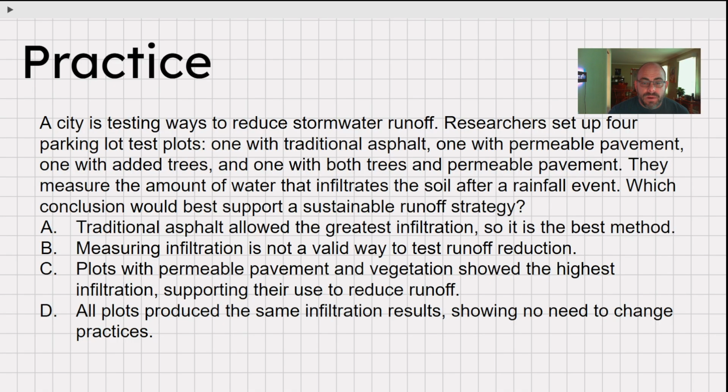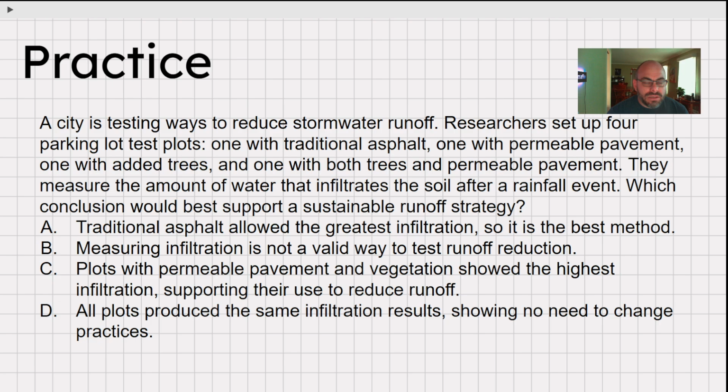This looks like an experimental design kind of thing. You've got 4 different things. You're measuring the amount of water that's infiltrating, and so which one of these is going to be best? Let's look and see what's going on. Traditional asphalt allowed for the greatest infiltration. It did not. Measuring infiltration is not a valid way to test runoff reduction. I don't think that's true. Though I'm curious now. I don't know what the answer is.